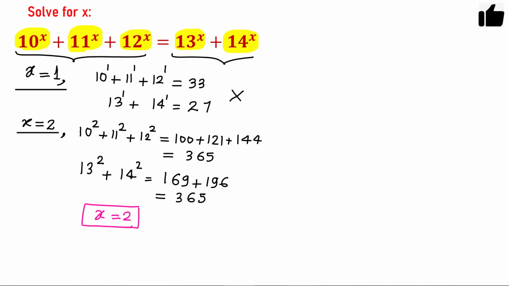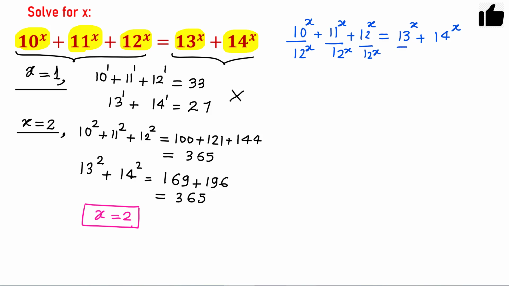Now we have to prove that this equation has only one solution. So how can we do that? Let us divide this equation throughout by 12 raised to the power x. This is your original equation: 10 raised to the power x plus 11 raised to the power x plus 12 raised to the power x equals 13 raised to the power x plus 14 raised to the power x, and let us divide by 12 raised to the power x throughout.